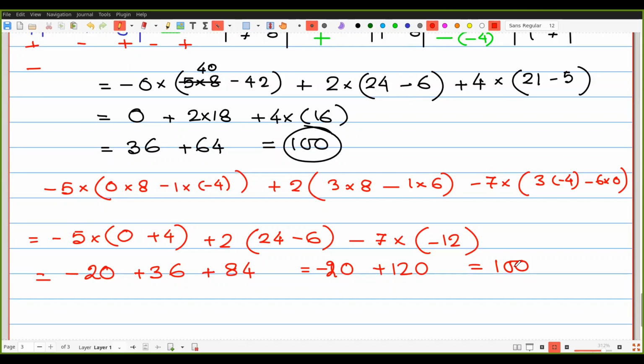Is that clear? Yes, sir. So for any determinant, value of the determinant, we can use any row or any column. There would be no problem.